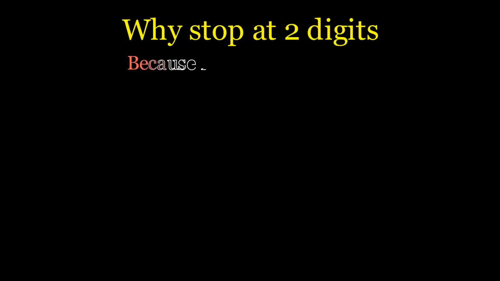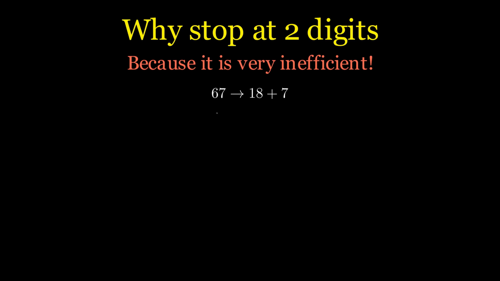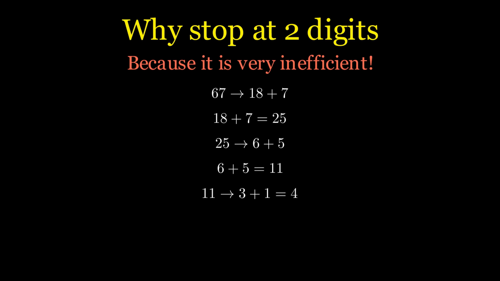Now why do we stop when we arrive at a 2-digit number? This is because it is not efficient to use our algorithm because you keep getting 2-digit numbers after transformation. Note that the scaling factor for the 2nd digit is 3. So for example, 67 transforms to 18 plus 7. Then 25 transforms to 6 plus 5, and finally 11 transforms to 4. So it took us 3 transformations to reduce the number.